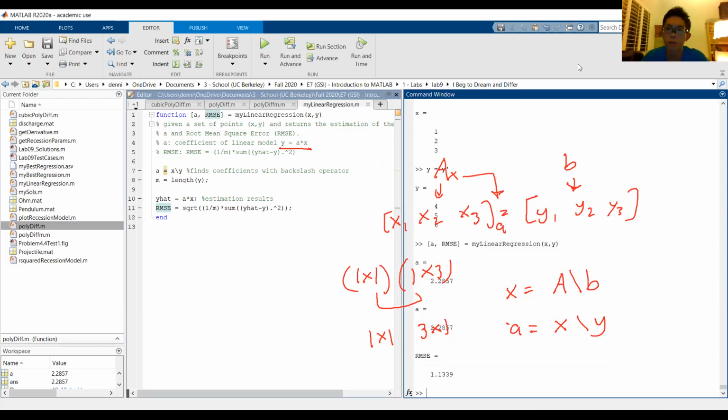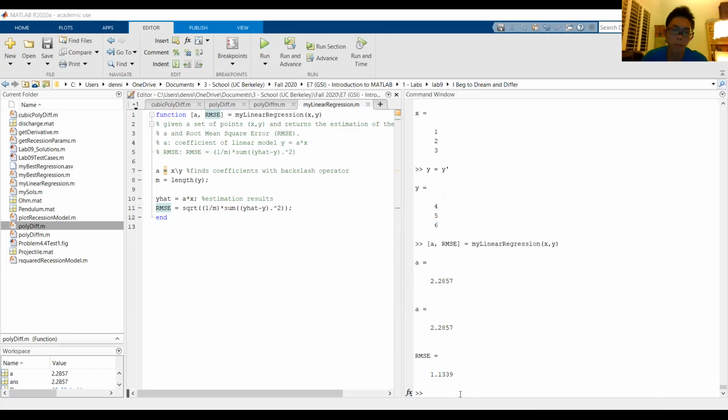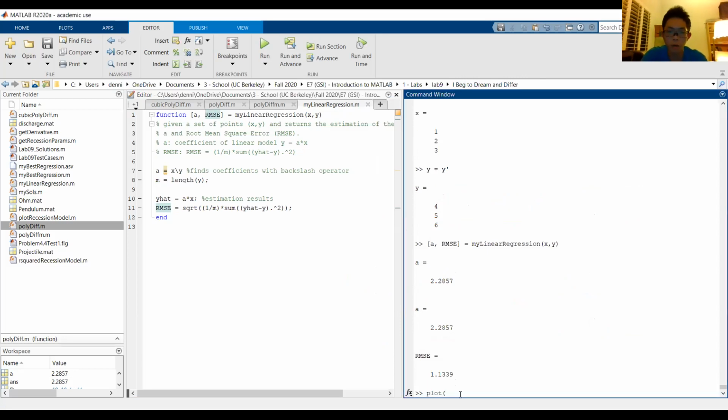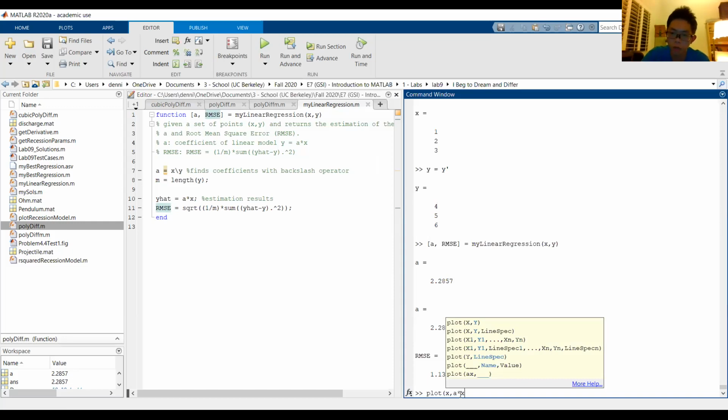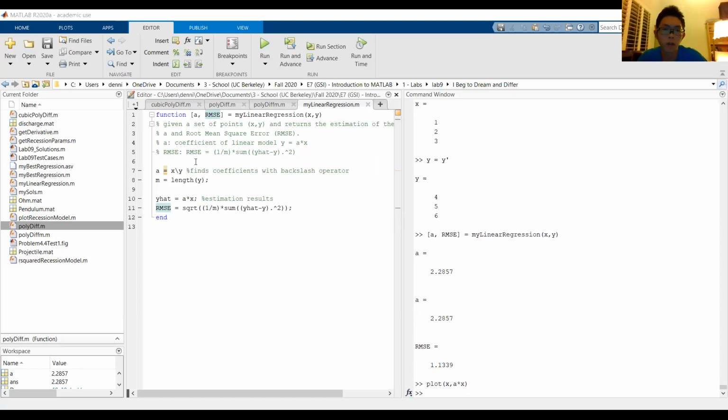4, 5, 6. Now we'll do it. Okay, I realize this is blocking, so here's our a. Here's our root mean squared error. Let's do one more thing. Let's do plot x comma a times x, and we'll need to untranspose. I think this works. So this is our line of best fit.